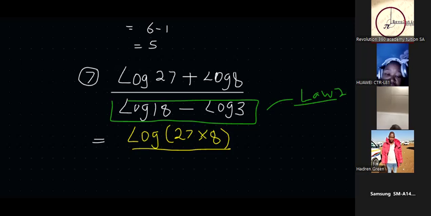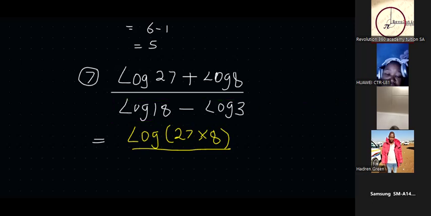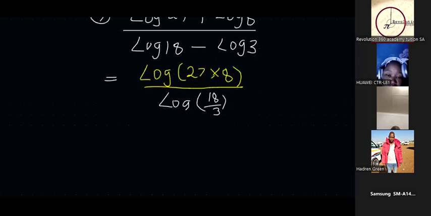What is law number 2 saying? It tells me to say, you know what? I can write this as log of 18 over 3. Am I wrong or right? I'm correct. You are right, sir. Yes. You just need to know the basics of the laws, then you are done. So from here, guys, the next step, you just say log, and then you multiply.